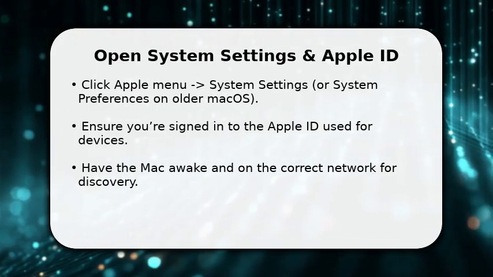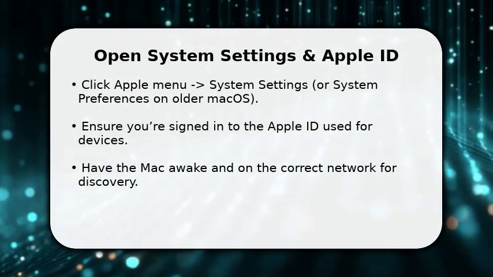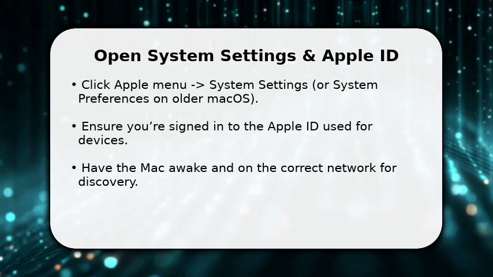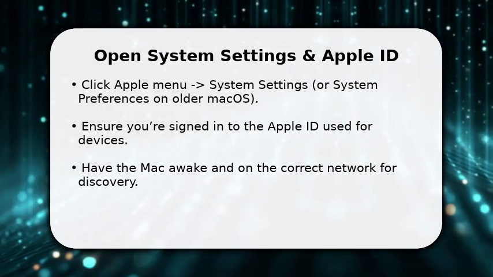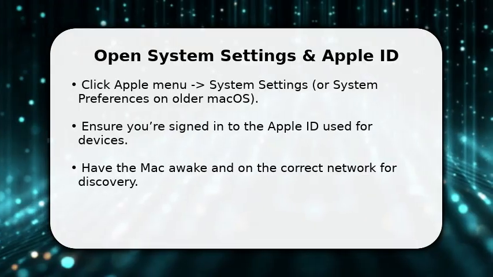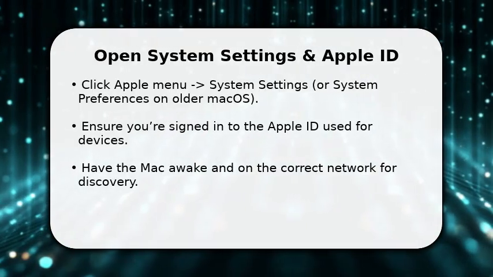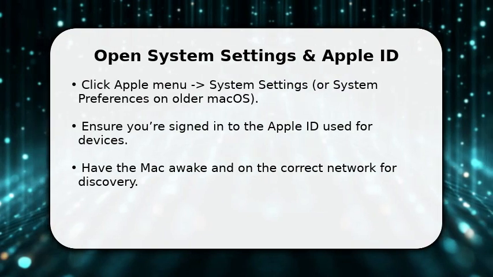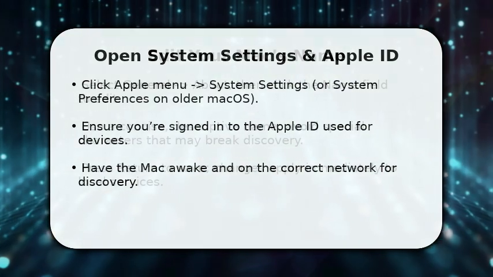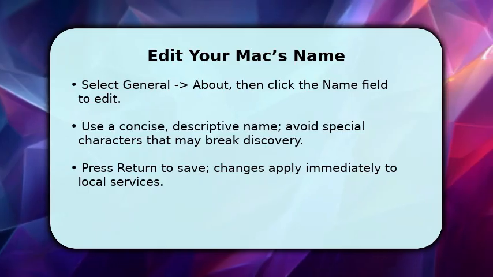If you're on an older macOS, open System Preferences instead. The steps are the same concept. Keep the Mac awake and on Wi-Fi so name changes propagate to other devices. Now move to the Device Name field to edit the visible AirDrop label. You're now editing the Mac name that AirDrop advertises.